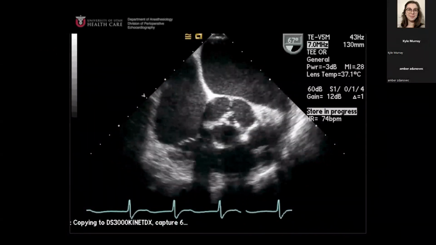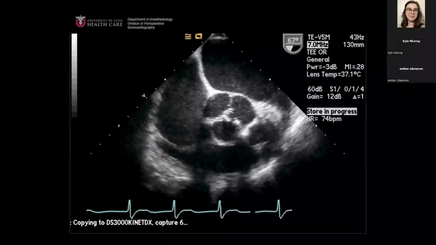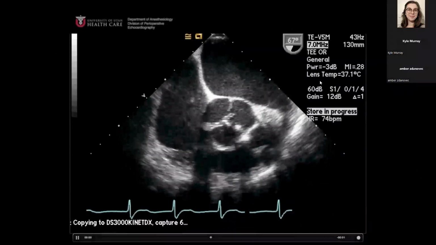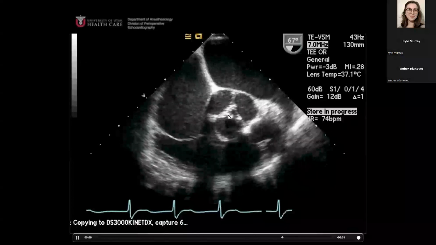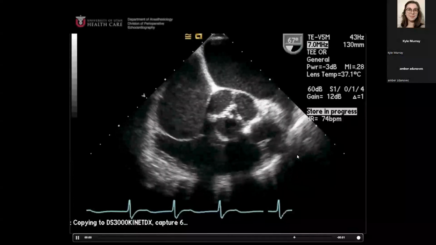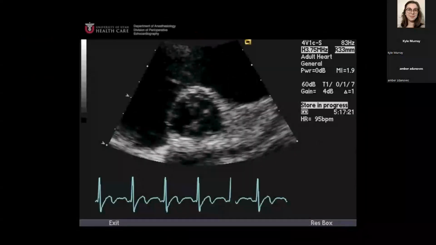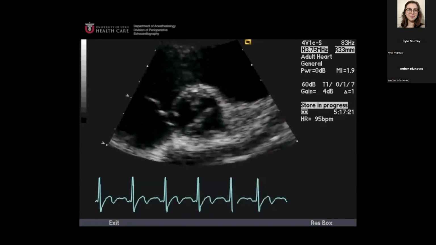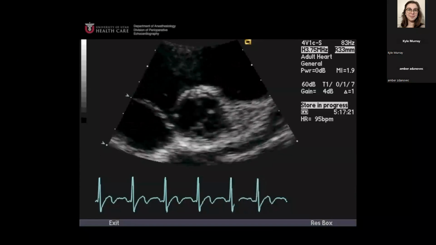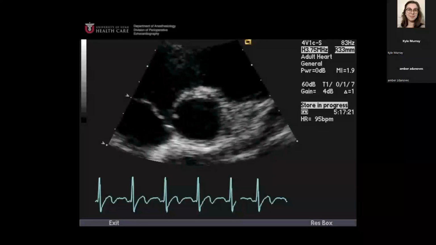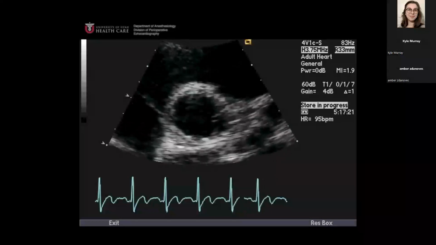All right, what do we think about this one? This looks rheumatic. So this one's rheumatic, and you can see that ratiness all around the leaflet tips here. All right, what about this one? This is actually a TTE image. What do we think?